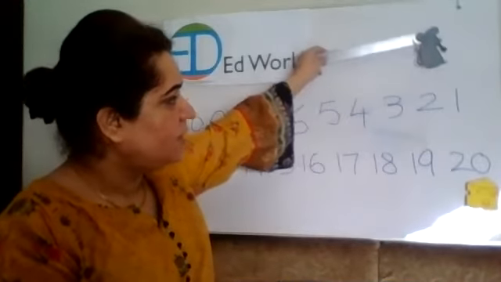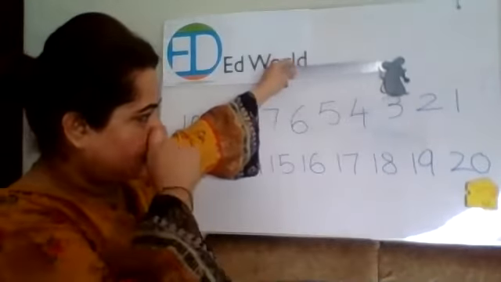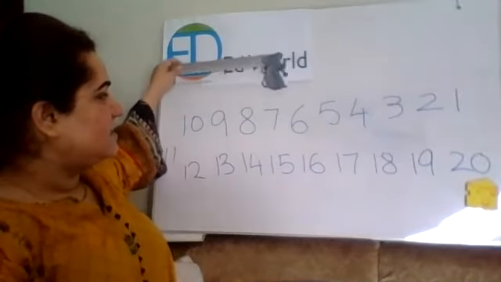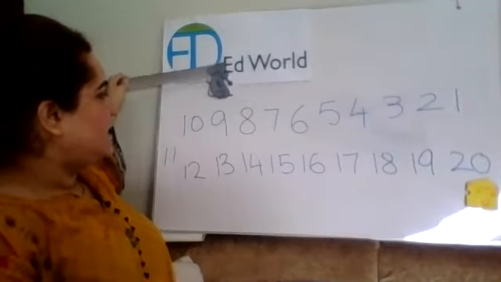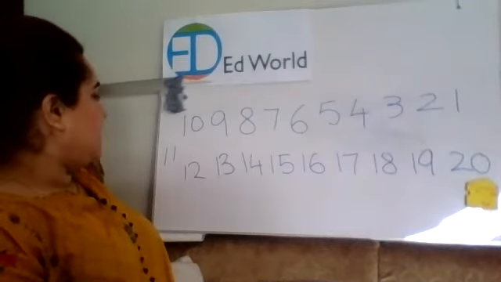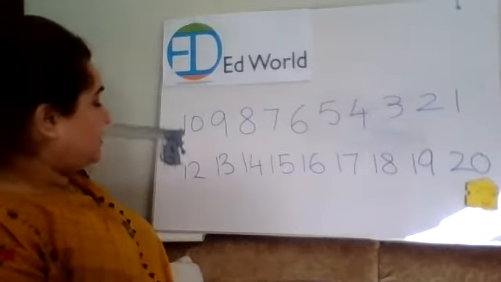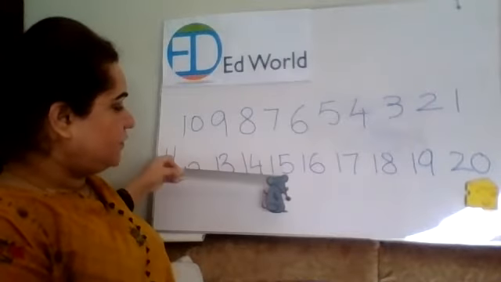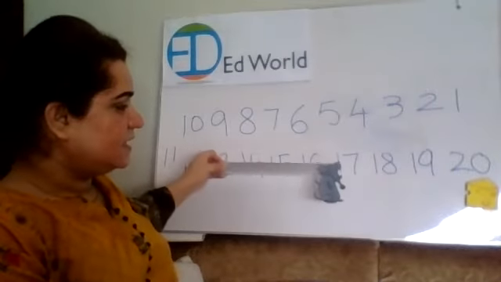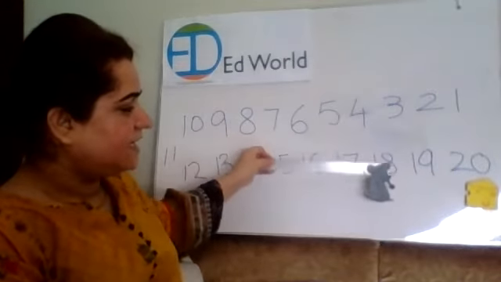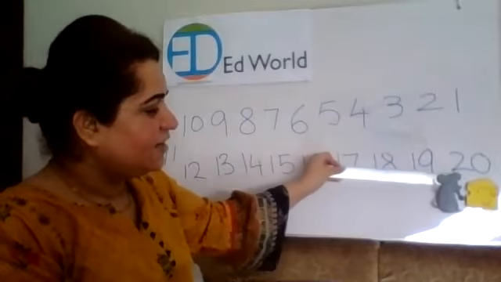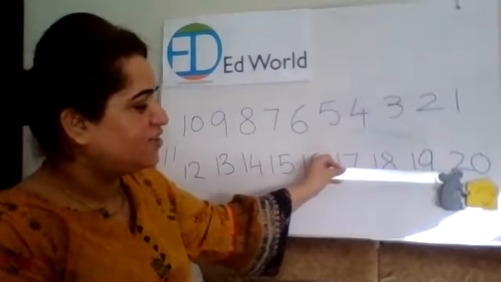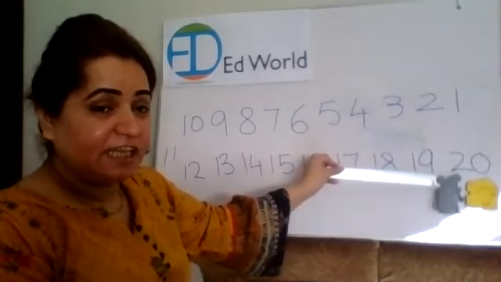Now, 1, 2, 3, 4, 5, 6, 7, 8, 9, 10, 11, 12, 13, 14, 15, 16, 17, 18, 19, and 20. Okay, the mouse has reached the cheese. So he is eating the cheese.